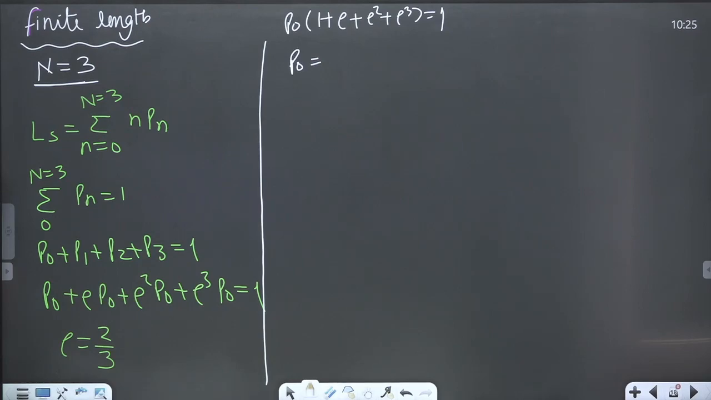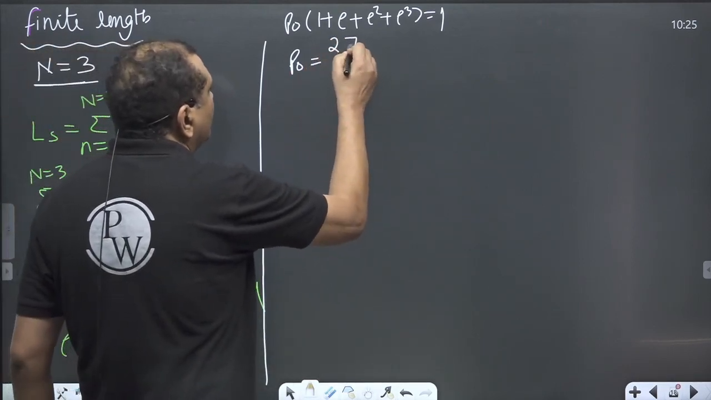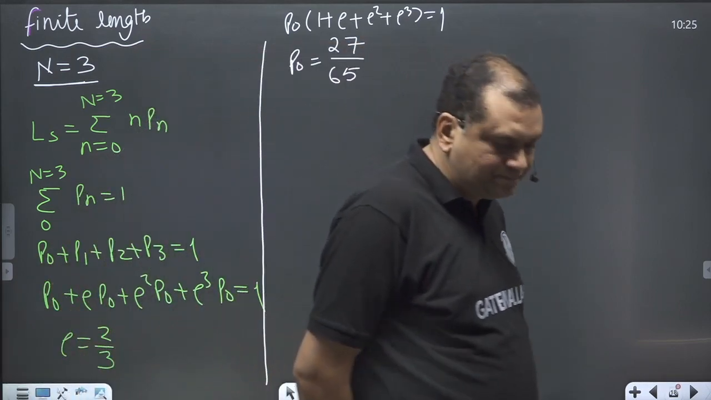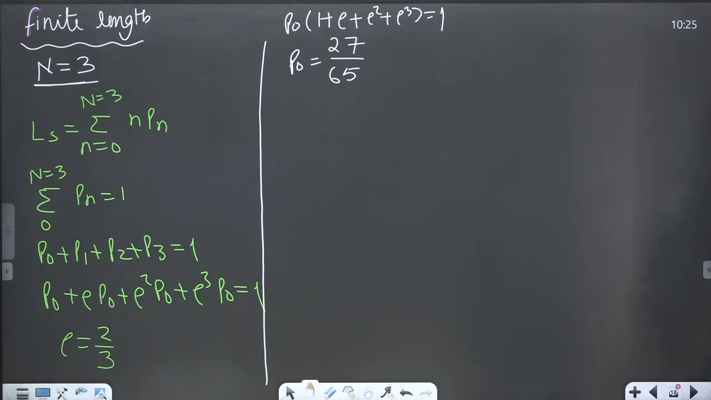Better to do these things on a case-to-case basis. You should focus on the original formulas, and this answer comes out to be 27 by 65.